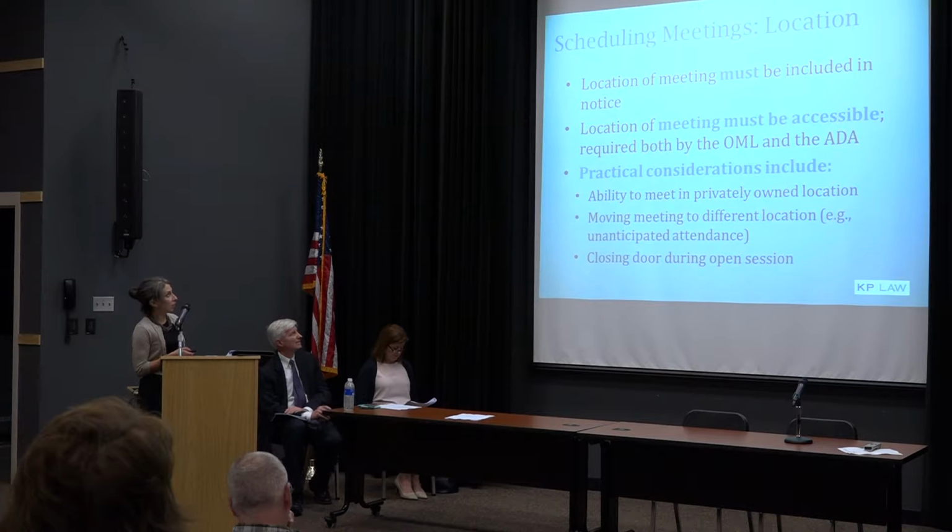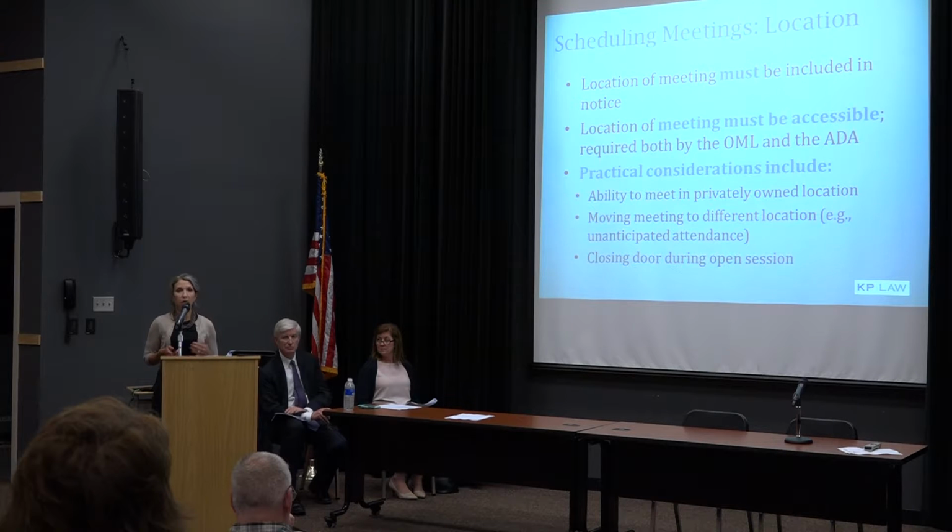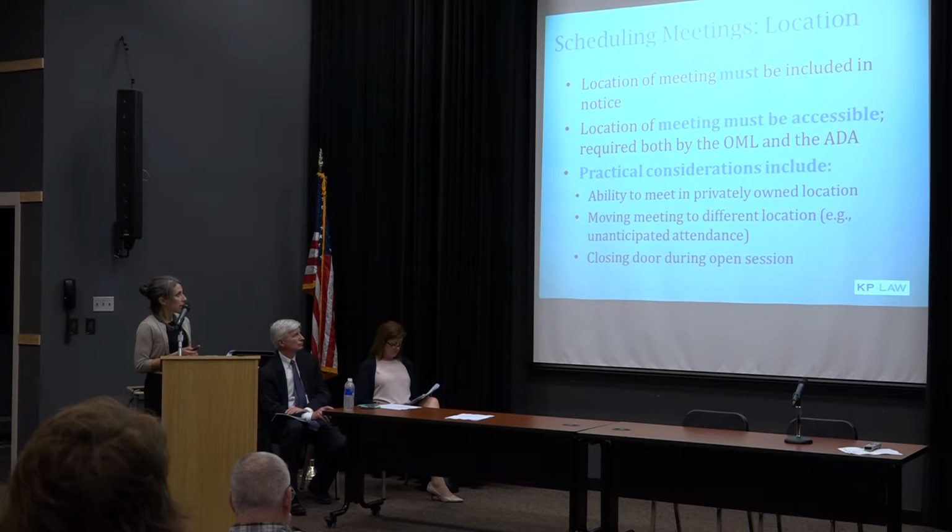Okay, so what needs to be in the notice? The location of the meeting has to be in the notice. The location must be accessible, we already talked about. You really can only meet in a privately owned location if it's handicap accessible and open to the public. An example of this would be a senior care location. As long as there's an ability to use a common room and anybody who walks in the door can go to that common room, then you could use something like that. A church, something like that would be acceptable as long as it's handicapped accessible.